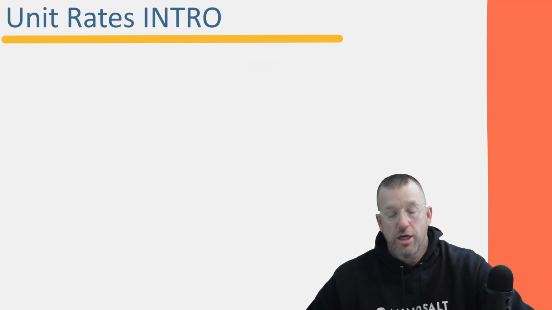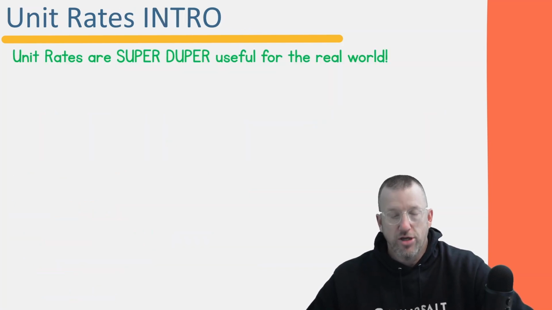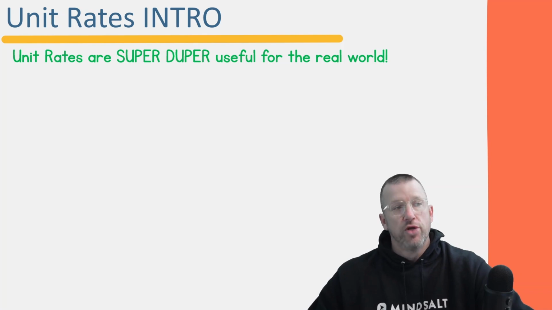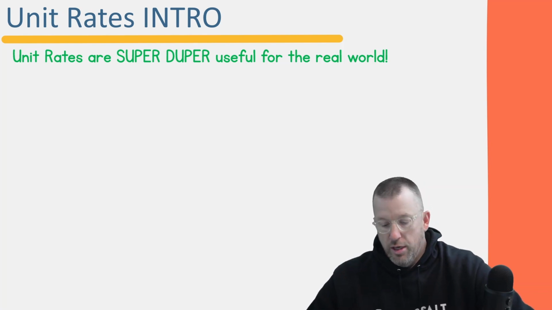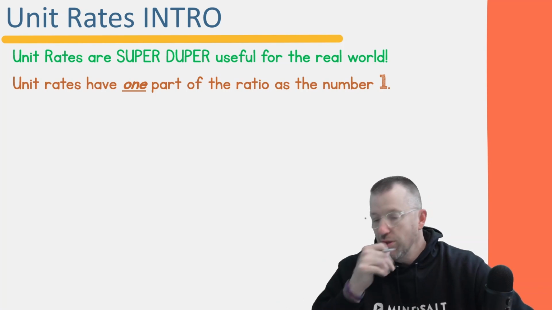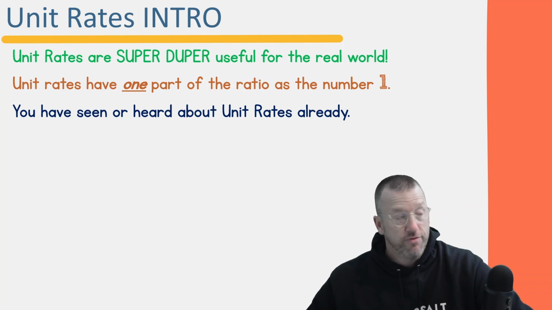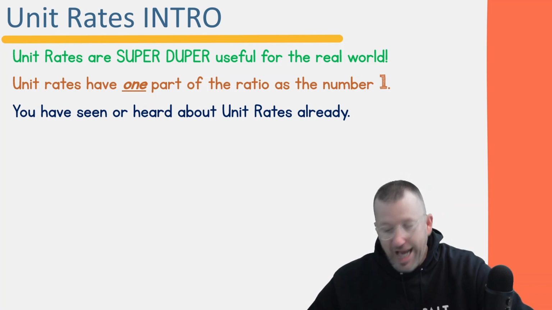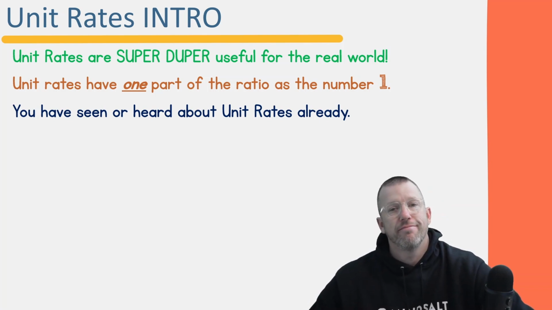Now, let's talk about unit rates, and let's intro that. They are super duper useful in the real world. Super duper useful. Say that. Super duper useful. All right, and unit rates have one part of the ratio as the number 1, if you remember that in the vocab we just did. One part of the ratio is a 1. And you've seen and heard unit rates a lot in your whole life, but you maybe just don't know that they are unit rates.